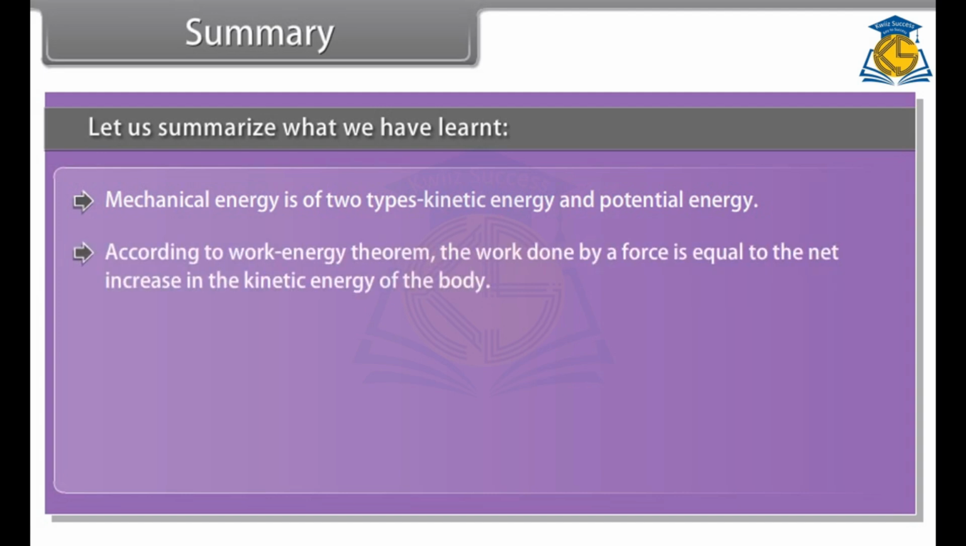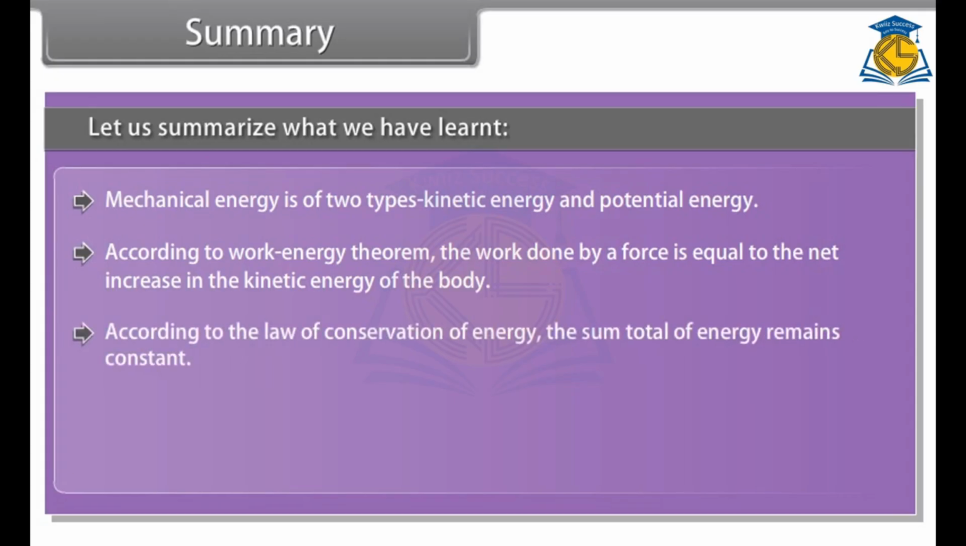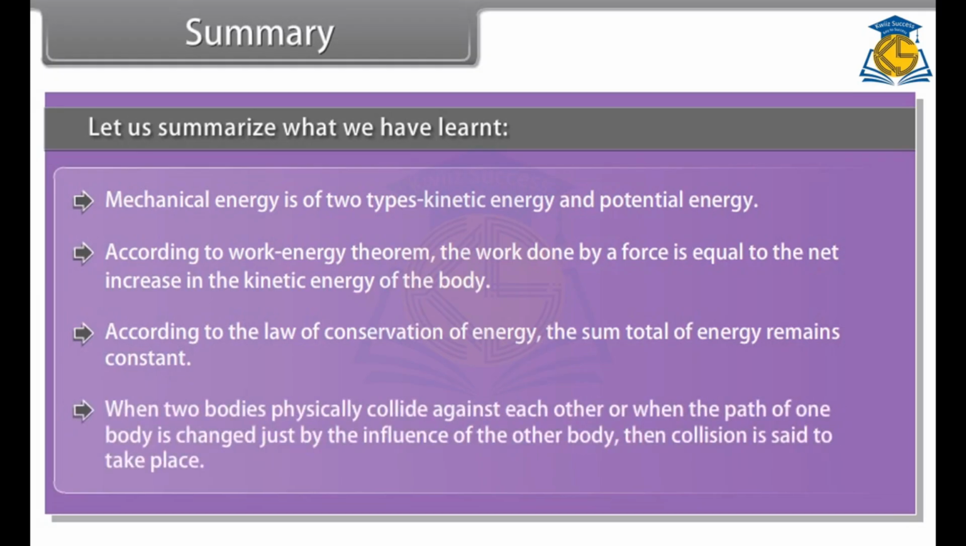According to the work energy theorem, the work done by a force is equal to the net increase in the kinetic energy of the body. According to the law of conservation of energy, the sum total of energy remains constant. When two bodies physically collide against each other, or when the path of one body is changed just by the influence of the other body, then collision is said to take place.